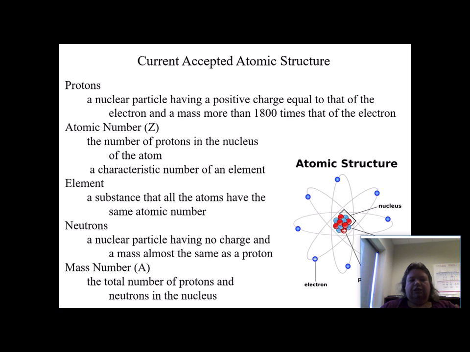And then you have an element, which is a substance where all the atoms inside have the same atomic number, which is also the same number of protons. Okay. You also have neutrons inside the nucleus. They have no charge, but they have about the same mass as a proton. So this structure above the video is showing atomic structure.